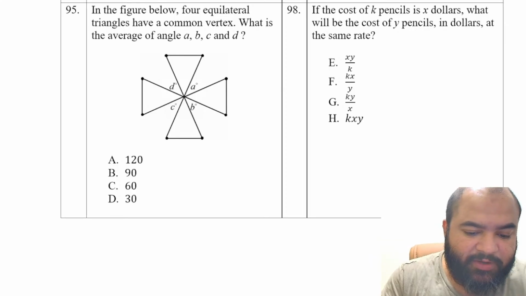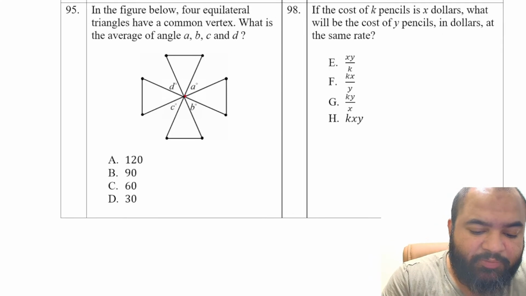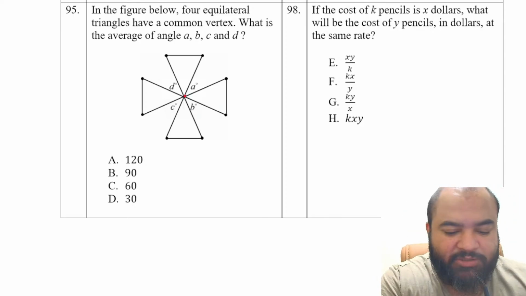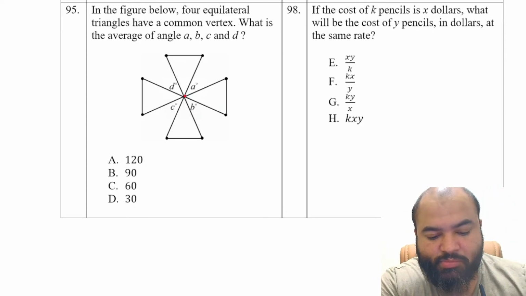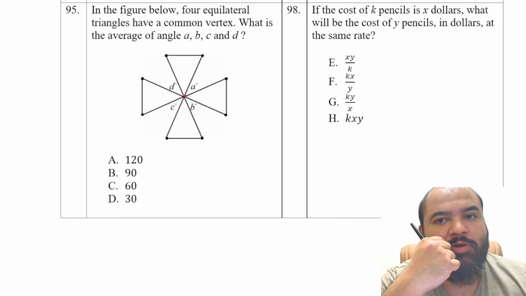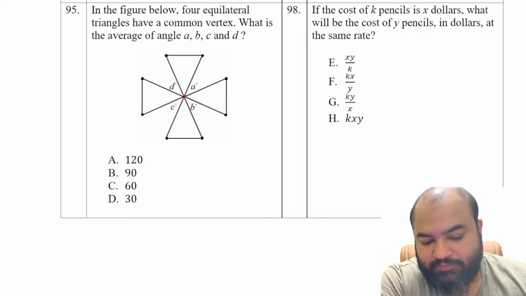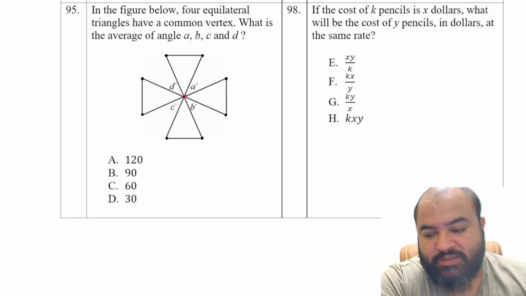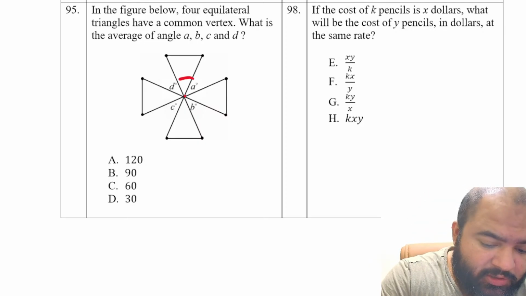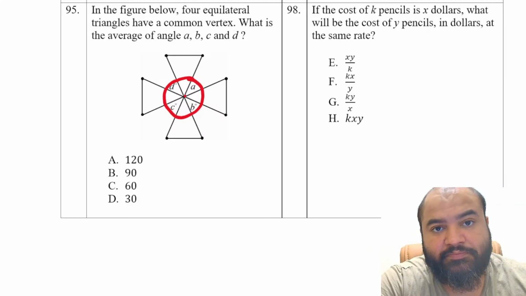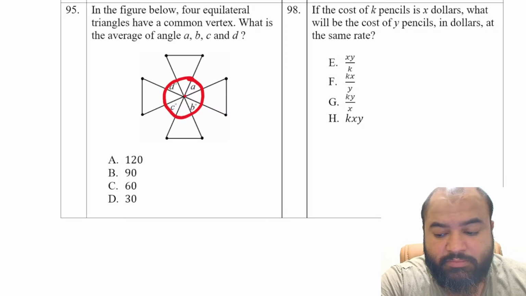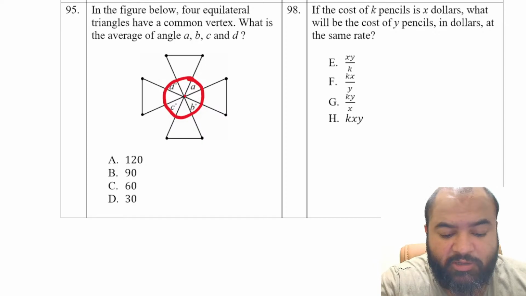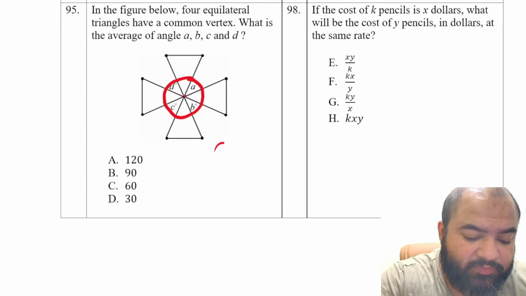Number 95. The figure above has four equilateral triangles. Equilateral triangle, each angle is how much? How much is each angle of an equilateral triangle? 60. Now, you know that all these angles, if I add them, how much is it going to be? 360, because it's a circle.